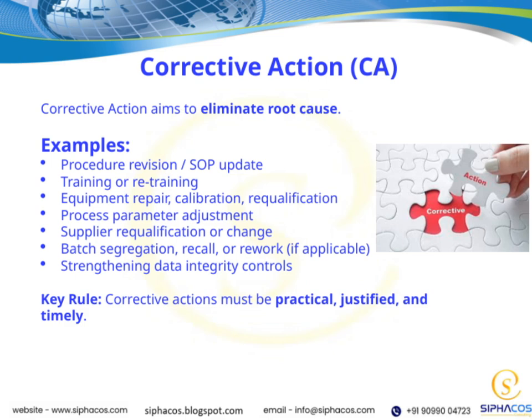Sometimes, equipment needs repair, calibration, or requalification to ensure it's functioning correctly and doesn't contribute to the issue. Adjusting process parameters can also be necessary to optimize performance and prevent recurrence. In cases where suppliers are involved, requalification or even changing suppliers might be required to ensure quality. If applicable, batch segregation, recalls, or rework can help prevent faulty products from reaching customers. And finally, strengthening data integrity controls is critical to ensure accurate and reliable data, which supports ongoing quality and compliance.